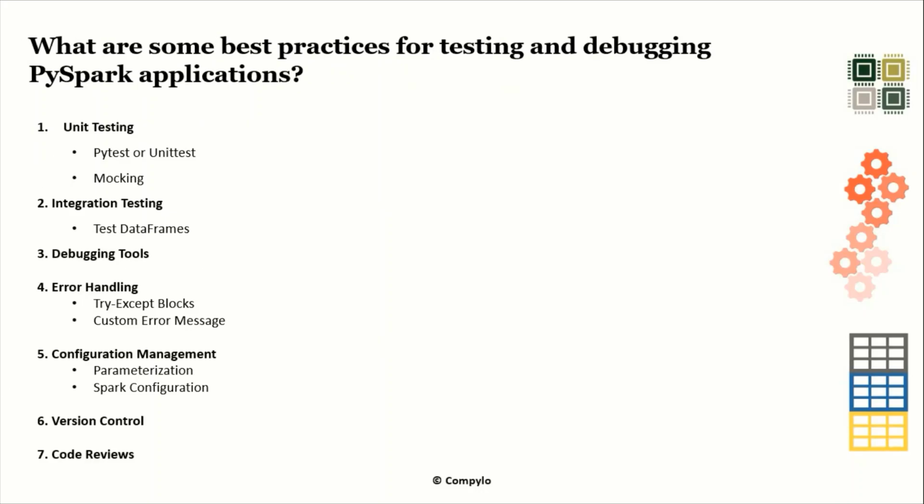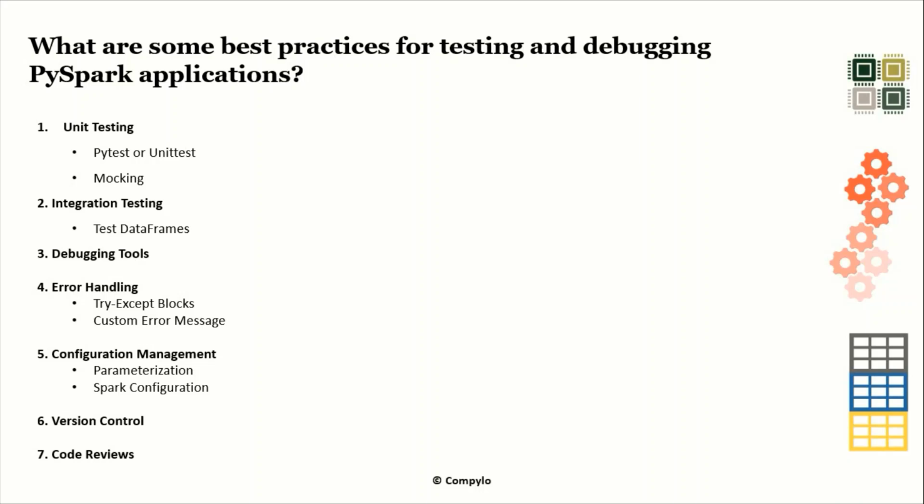Next question is, what are some best practices for testing and debugging PySpark applications? Testing and debugging PySpark applications can be challenging due to the distributed nature of Spark. Here are some best practices to make the process more effective. Let's start with unit testing. We can use frameworks like PyTest or UnitTest for writing unit tests. We can also use libraries like unittest.mock to mock Spark components, especially when testing functions that read from or write to external sources.